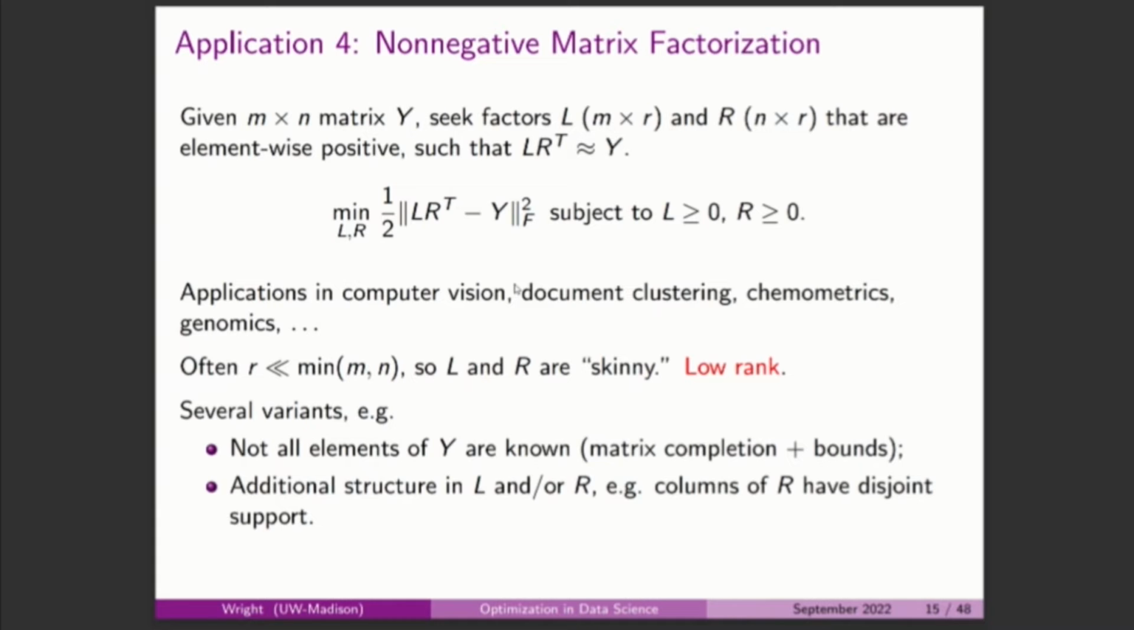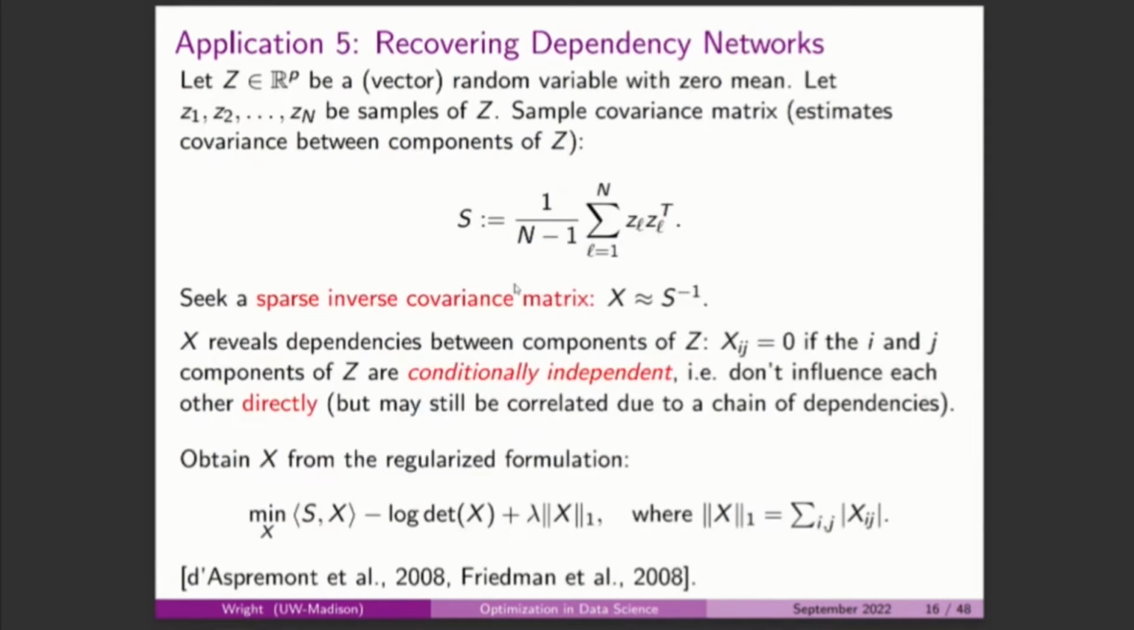Okay, non-negative matrix factorization. So this is a little bit of a twist on that low rank problem, where you know in addition that the two low rank factors, those two long skinny matrices, are also non-negative. They have all non-negative elements. This shows up a lot in applications, computer vision, document clustering, and so on. There are a whole lot of communities of people in these different application areas that have worked on algorithms for this over many years. Okay, and there might be other structures as well. For example, you might know that in the matrix L or in R, the columns have disjoint support, that all the non-zeros in one column of L, those locations in the other columns are all zero. That's very typical as well.